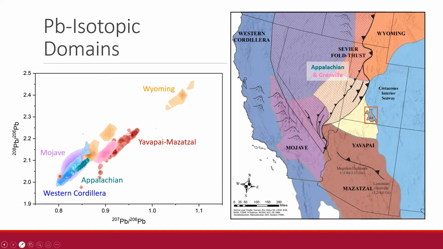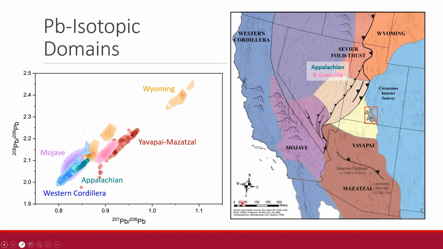So you can see down here, we've got the Mojave terrain reflected here in purple. We've got our Western Cordillera, this nice blue one. Wyoming is a little bit more spread out, this Northern Archean source. That's kind of interesting. And then we also have a grouping of the Yavapai Mazatzal, our southwestern source here. And then the pink and the green are Appalachian and our Grenville signals. And these are what we would attribute to being recycled within the fold and thrust belt strata.